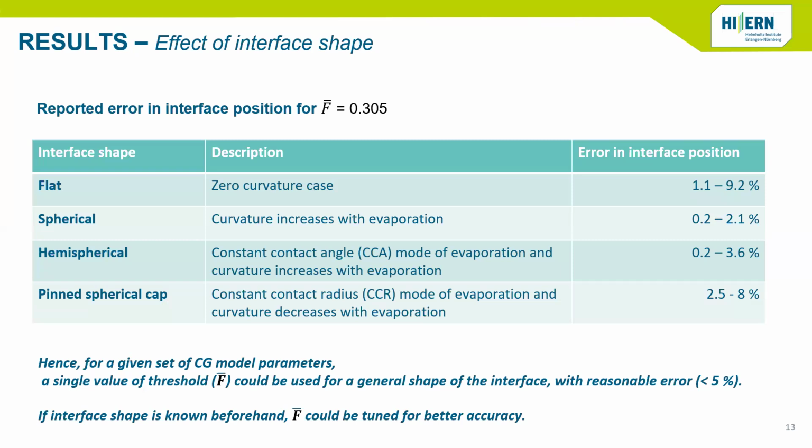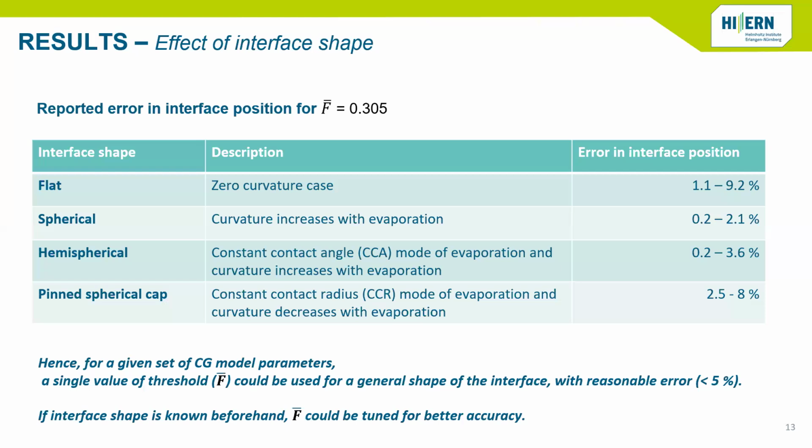For the same threshold, you get these errors. Here I must point out, the upper range of these errors is usually found at the end of evaporation, where the height of the interface becomes comparable to the interface thickness. So for most of the duration, the error is comfortably under 5%. This I can say quite confidently.